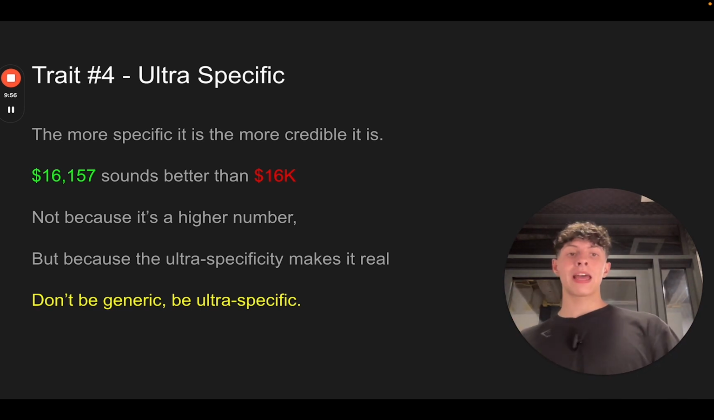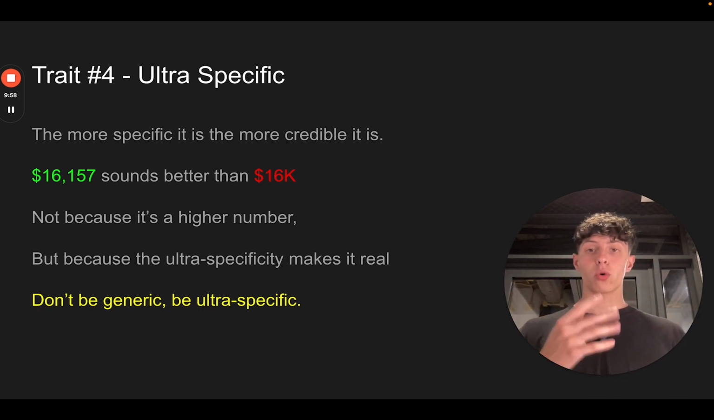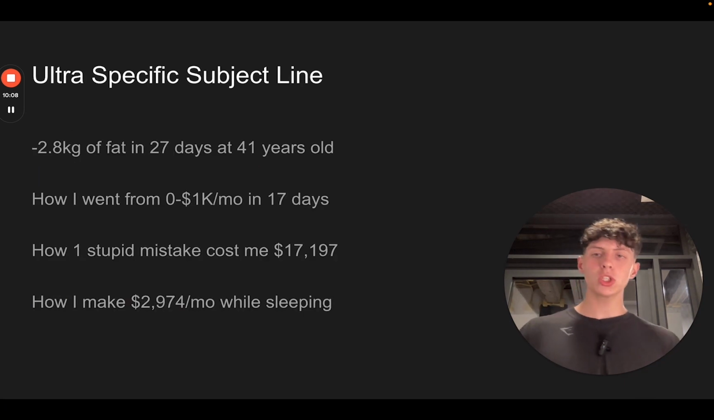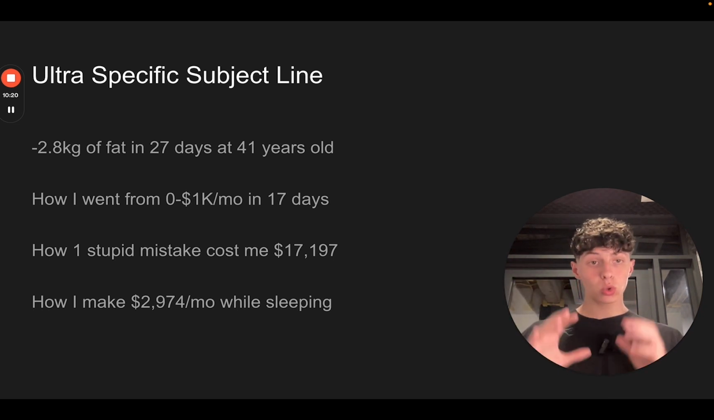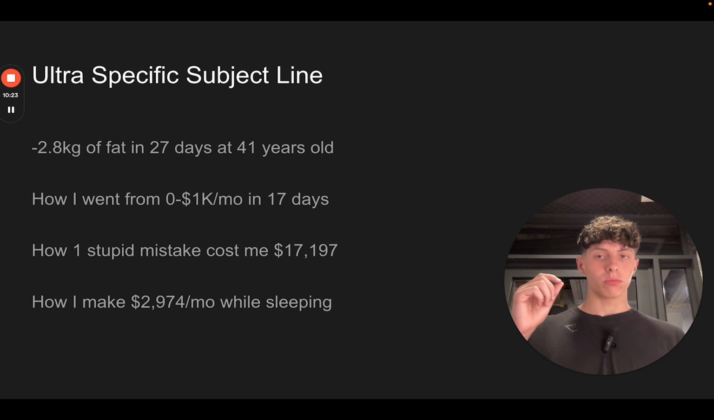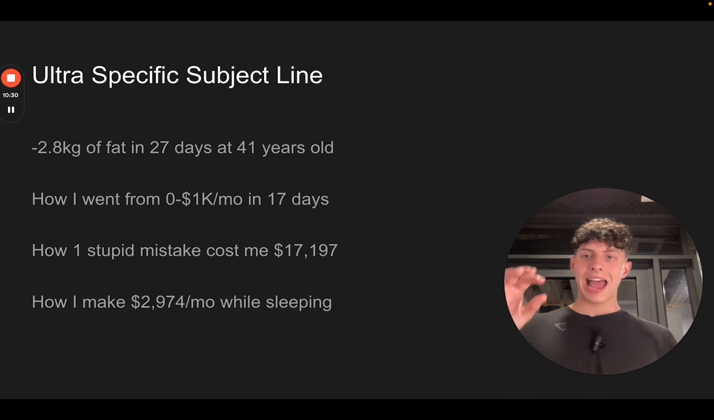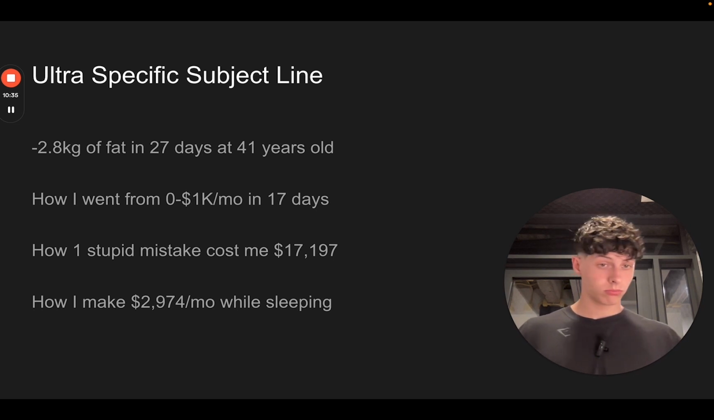And that's because the ultra specificity makes it real. So don't be generic, be ultra specific, and let's look at 4 ultra specific examples. Minus 2.8 kilograms of fat in 27 days at 41 years old. How much specificity? Sounds so real. How I went from 0 to 1K a month in 17 days. What could I have done here? How I went from 0 to 1.3K a month in 17 days. It would already sound much better. That's how it is. How one stupid mistake cost me $17,197. Right? Ultra specific, the number makes it real.